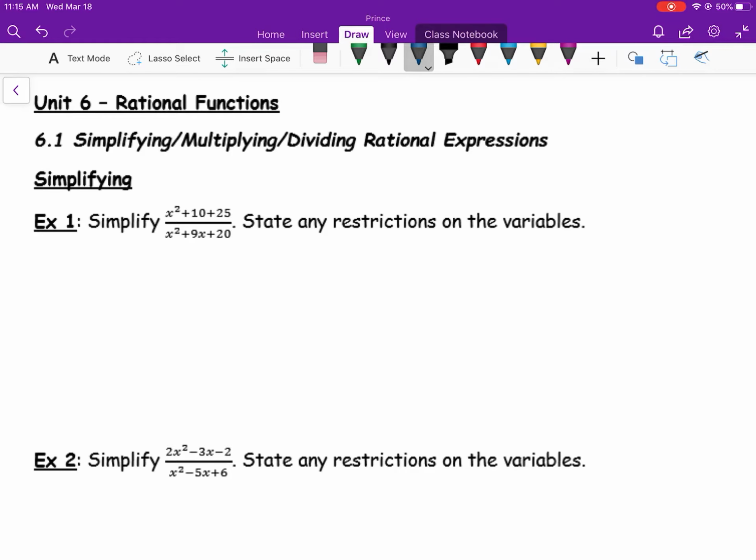All right, moving on to our next one. Okay, so to start off, I don't like the way that top looks. I always like to write it from highest exponent to lowest exponent. So I'll do negative 3x minus 6 divided by x squared minus 6x plus 8.